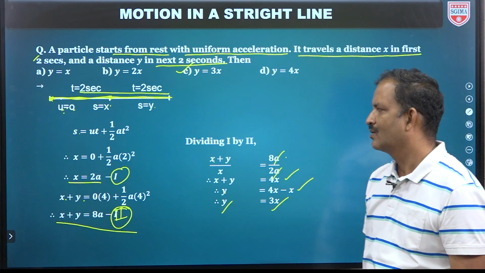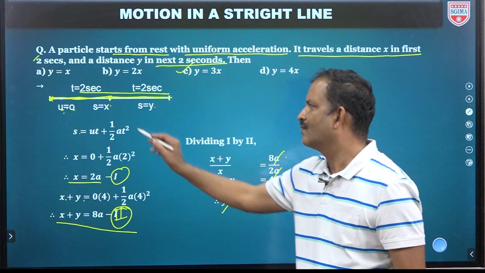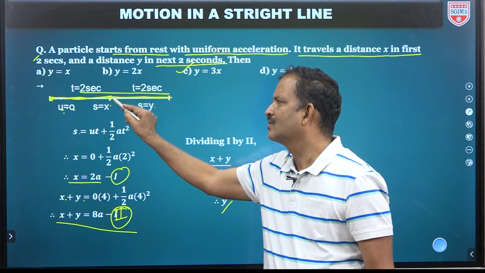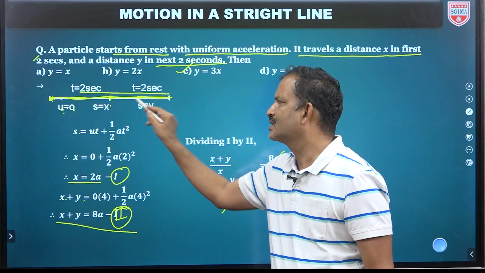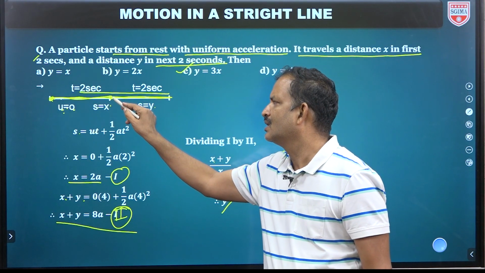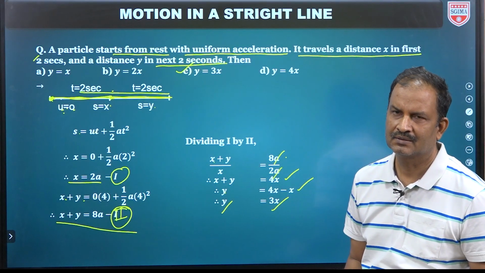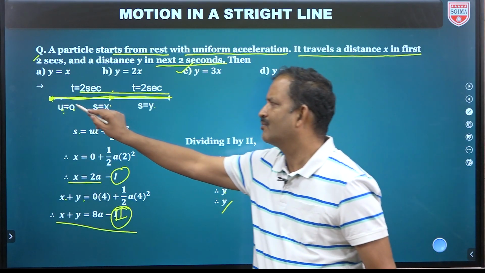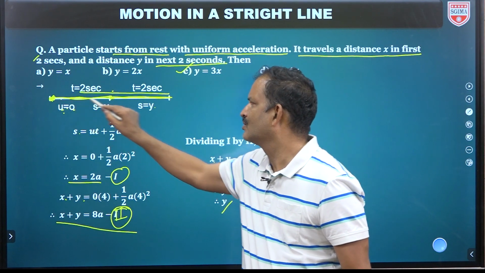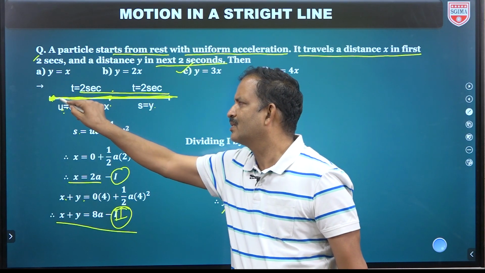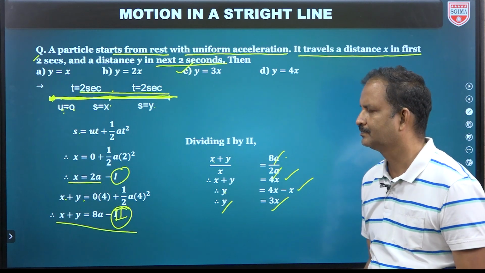So you may have one doubt: you could find out the velocity at this point and then use this formula again, v equal to u, s is equal to half a t square. Instead of doing that, I am taking the velocity I know, then the total time and total displacement.